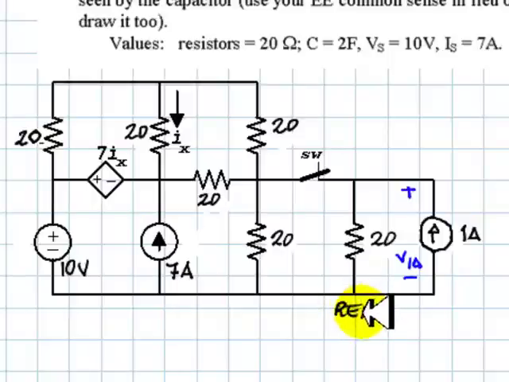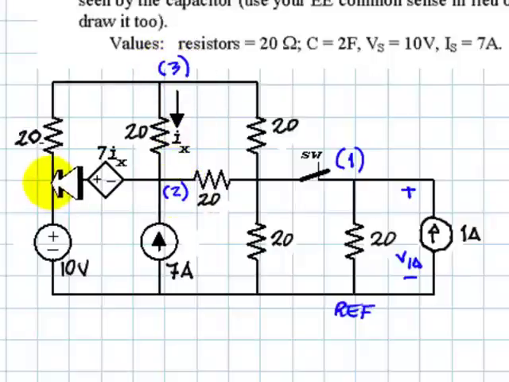This is my reference node, my choice and convenience. All of this will be node number 1, and then node number 2. You can number them any way you want. This is node number 3. This could be node number 4. Some of you may have done that, and that is at least not wrong.